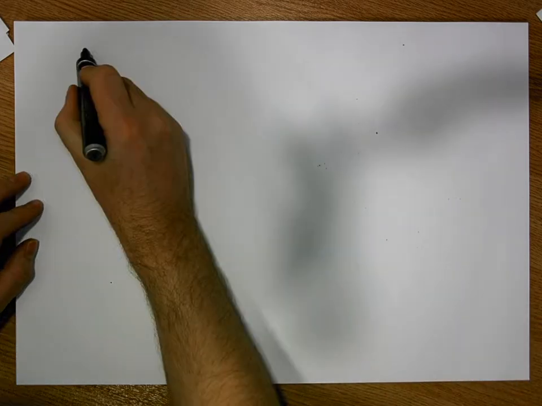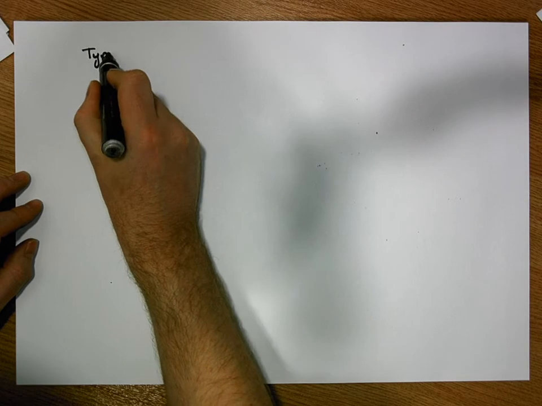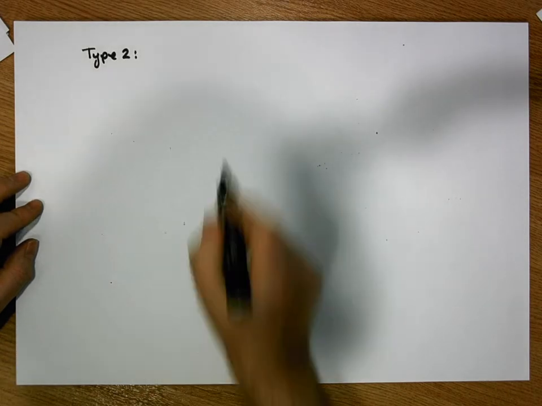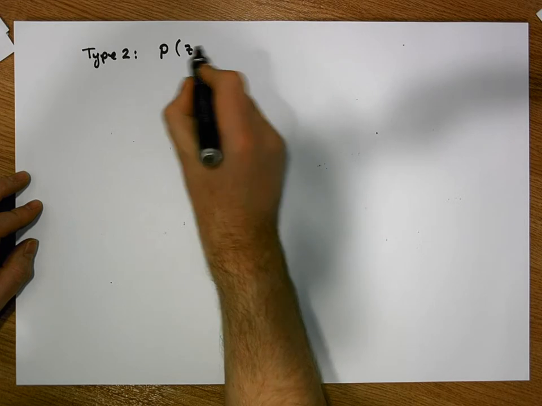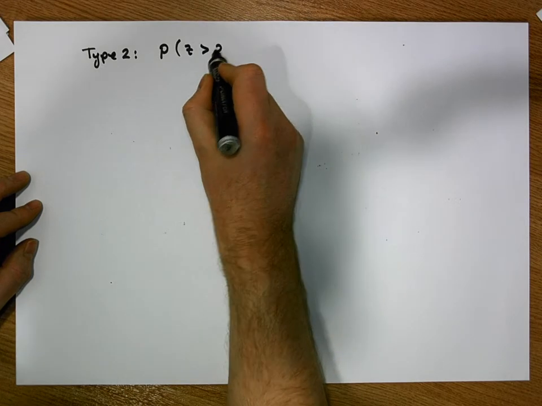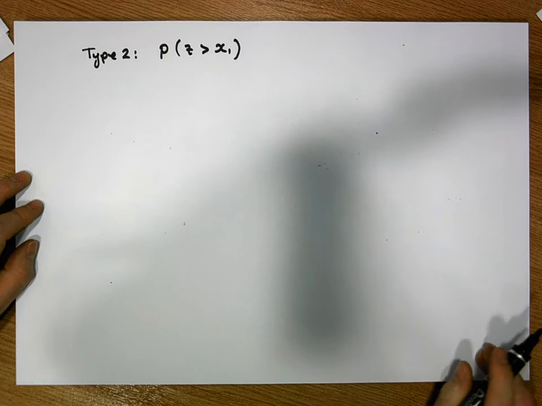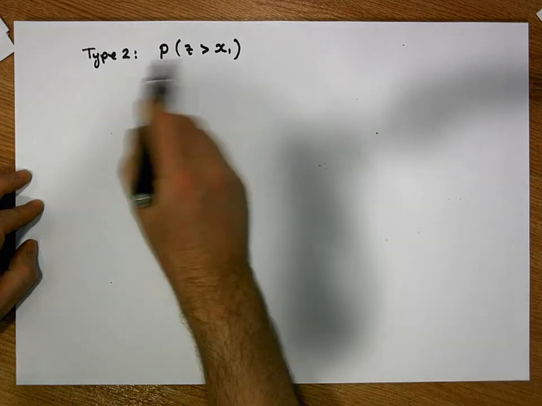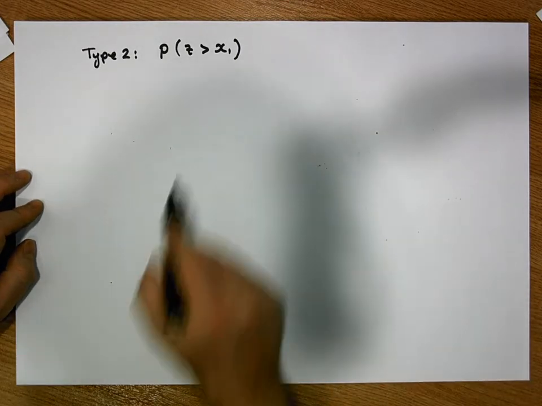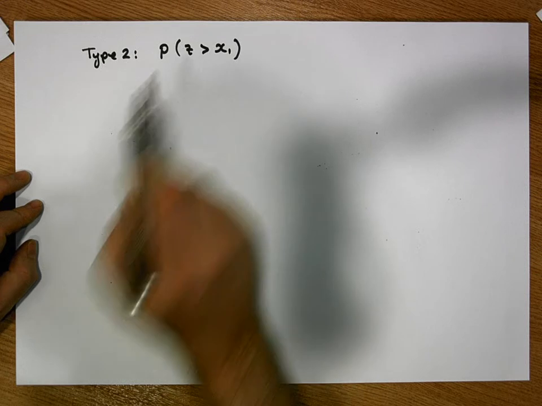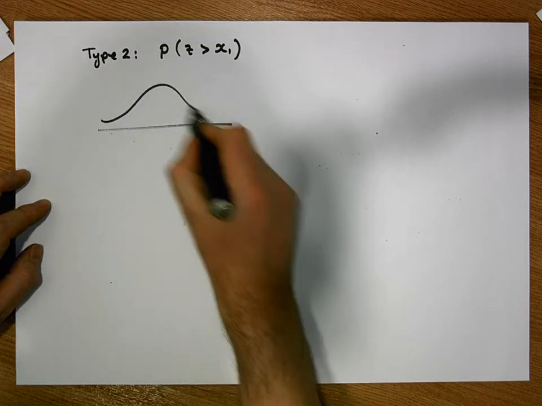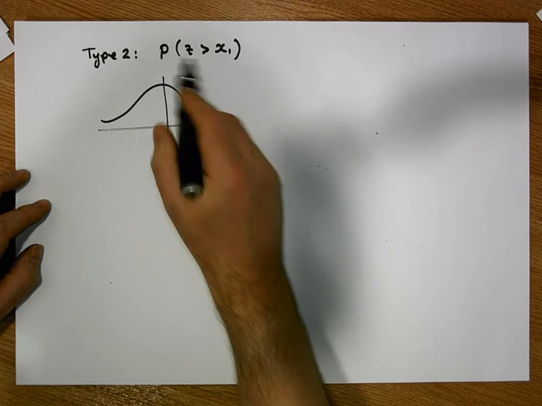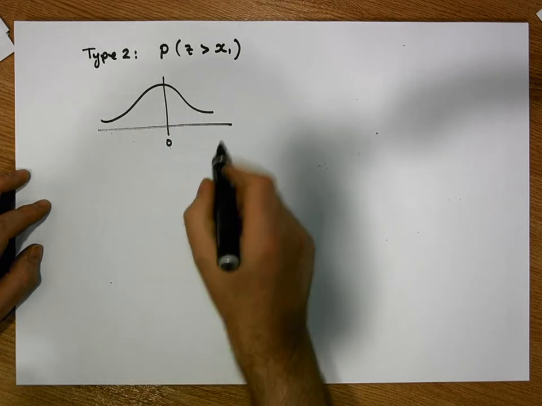This short video is going to deal with the calculation of type 2 probabilities. And type 2 probabilities we are defining as probabilities where we have to calculate the probability of a z-score being greater than a particular positive value. Let's just plot this on the standard normal curve, because we're dealing with the standard normal variable z. This type of probability is where we have to calculate the probability, or the area, to the right hand side of a particular positive value.